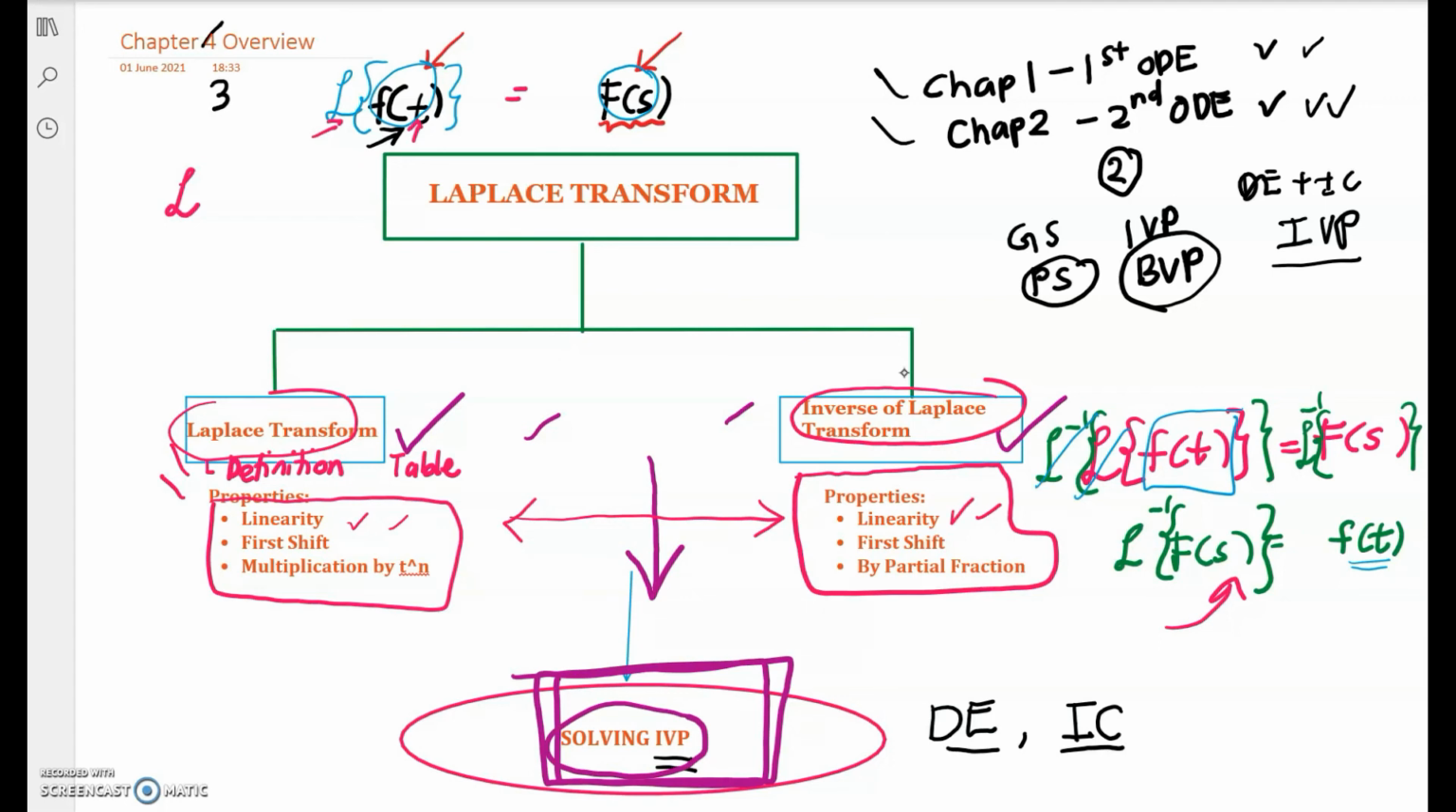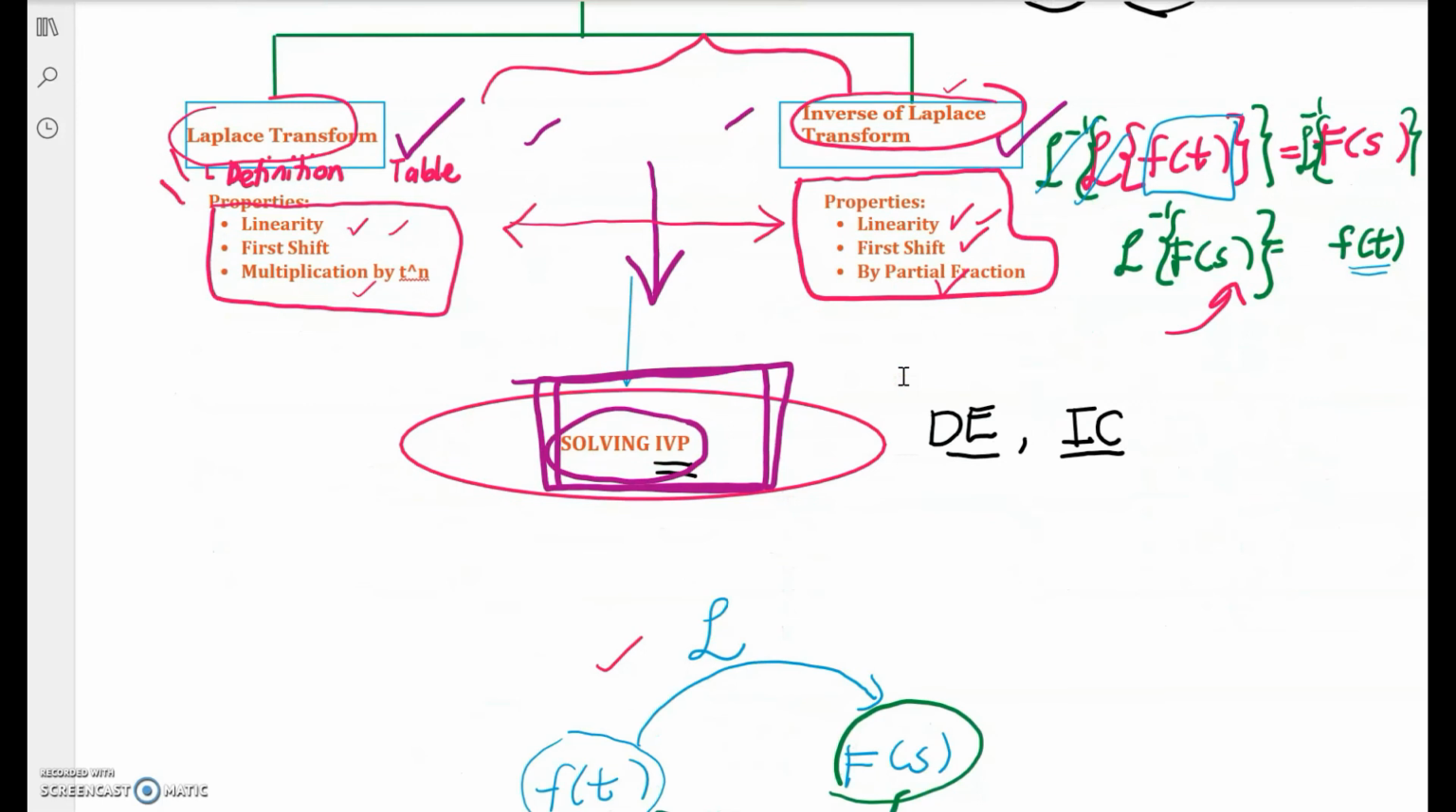Then we look at the first shift property, this time for the inverse Laplace transform, and then multiplication by t to the n. This one we try to solve by using partial fractions. The combination of these things we will apply in order to solve initial value problems.